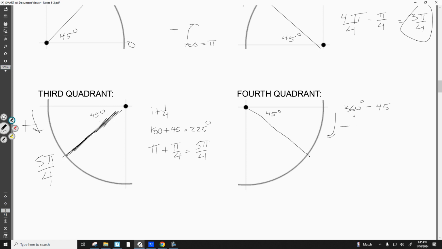360 is equivalent to 2 pi. 45 degrees is just pi over 4. 2 pi minus pi over 4, that's like 2 minus a fourth. Well, 2 is 8 fourths. 2 pi is 8 pi over 4. Minus a pi over 4 is 7 pi over 4. Got it?